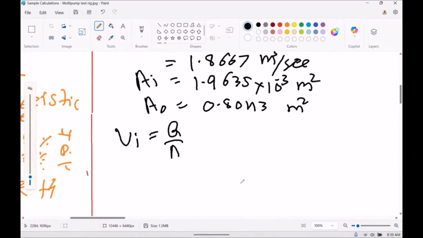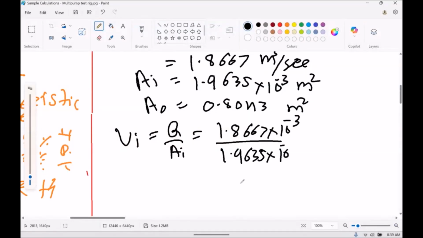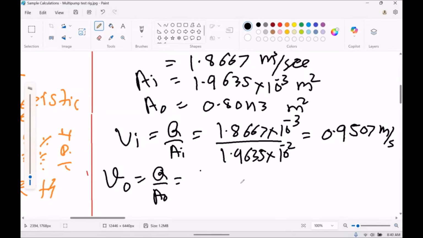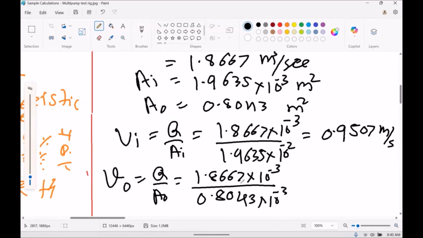Vi is equal to Q by Ai. No need for a formula, so I can write directly. 1.8667 into 10 to the power minus 3 divided by area, which is 1.9635 into 10 to the power minus 3, is equal to 0.9507 meter per second. Then Vo is equal to Q by Ao. Same Q. Outlet area is 0.8043 into 10 to the power minus 3 meter square. I will get the velocity 2.321 meter per second.